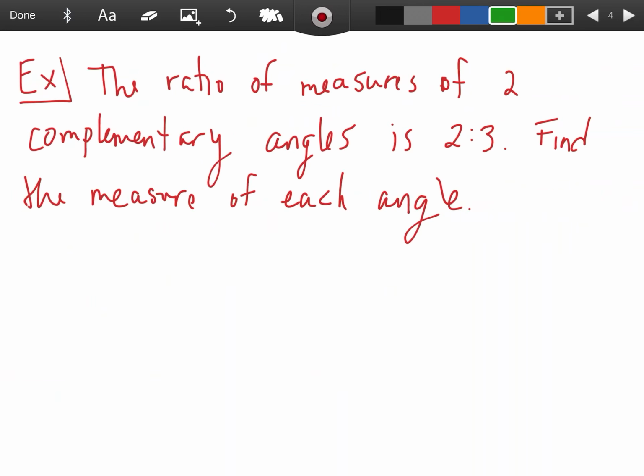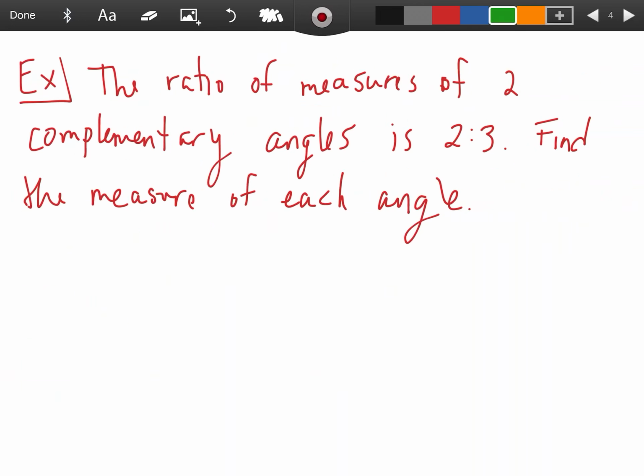All right, and let's just get into one more geometry problem because obviously this is important. We got to be able to do this. So this problem tells us the ratio of measures of two complementary angles is 2 to 3. Find the measure of each angle. So these problems can be a little bit tricky.